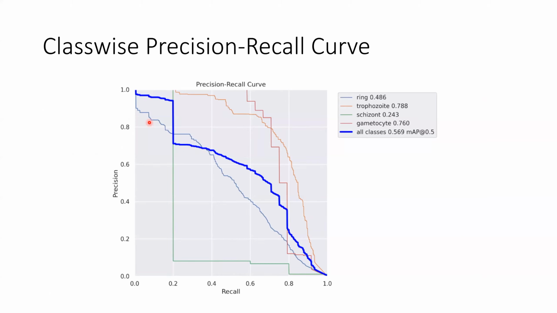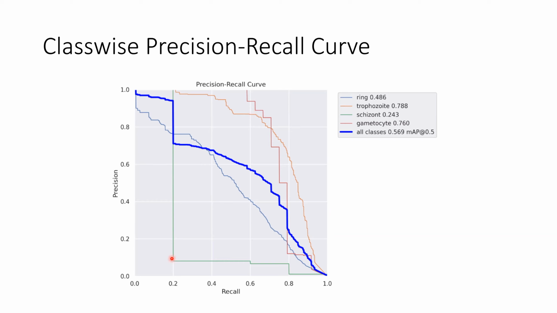When it comes to each class, we have those 4 classes that we talked about, with the most common one being ring, which we can see here. The detection is almost the average for all classes. There are 2 classes that we do a really good job at detecting, gametocytes and trophozoites, that we're seeing here. The precision and recall are very good. And then there's 1 class that we struggle with, which is schizonts.